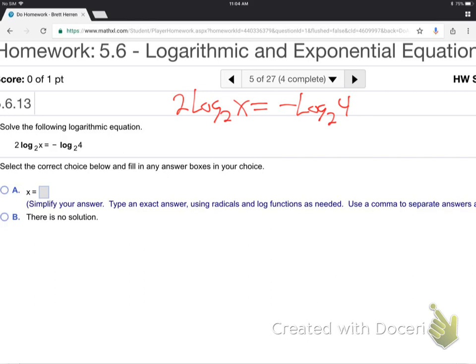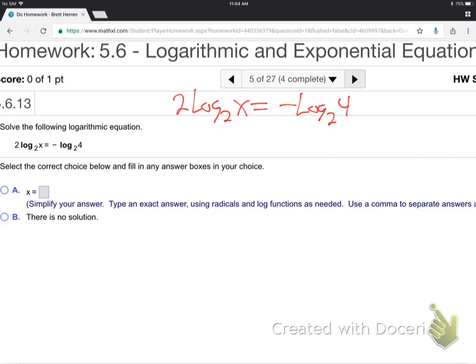Oh, yeah, you're right. You're thinking even more advanced than I assumed. If you know that, great. It'll save you a lot of time. I'm assuming not everybody notices that, but that's a good observation. Normally what we do is we get the logs on the same side.